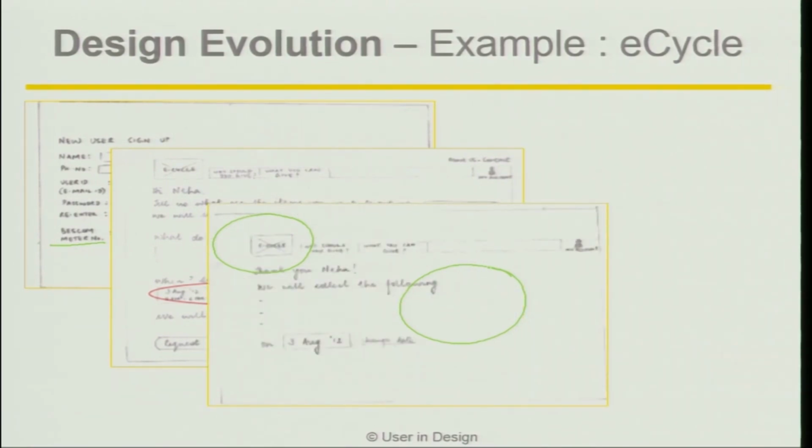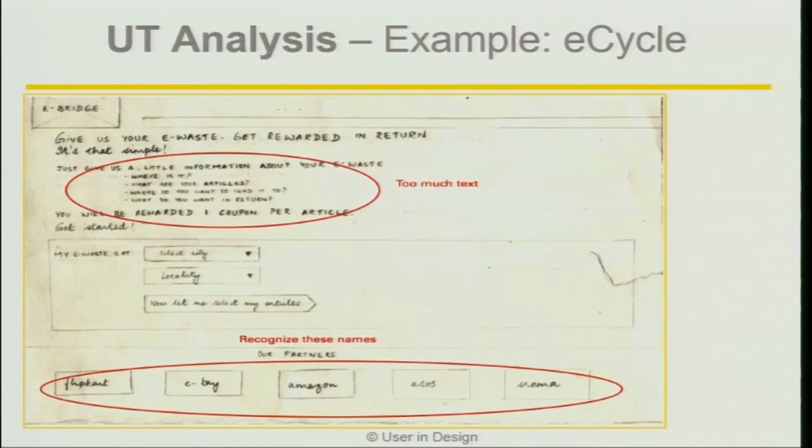So, this was the first version of the product, and the first initial visualization of what it needed to be. Now, they went into the next level of detail, right? And they started to put in more details and get more information. This says too much text. Okay, the users were struggling to read everything, or they didn't like it. I don't remember the details. They recognize these names. Okay, this caught their attention.